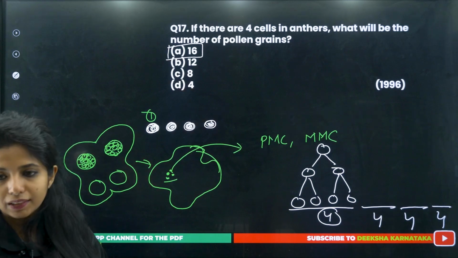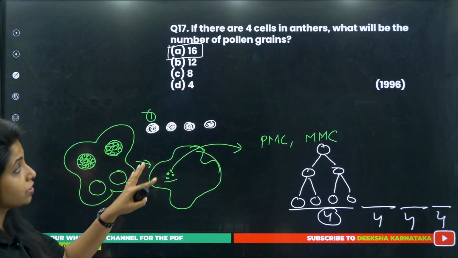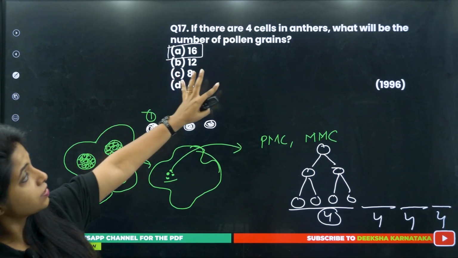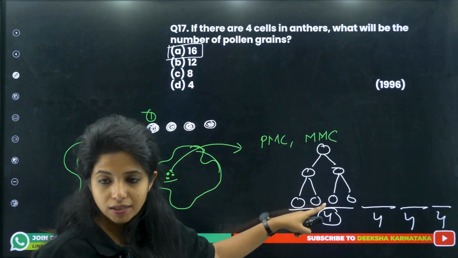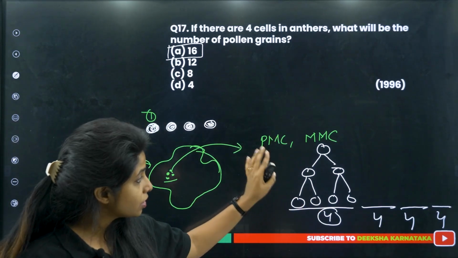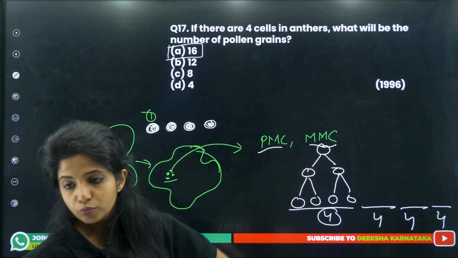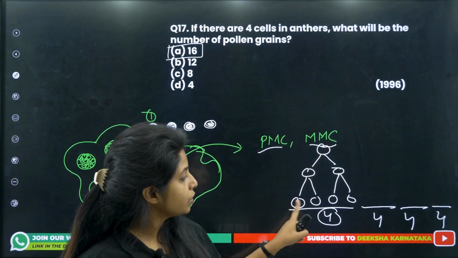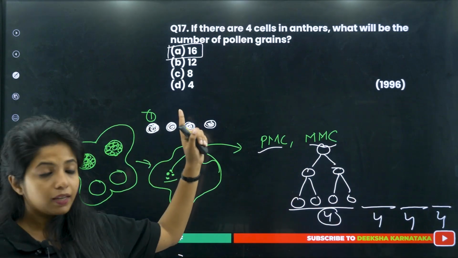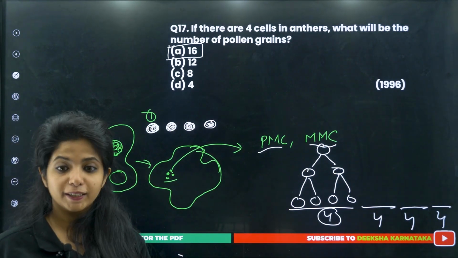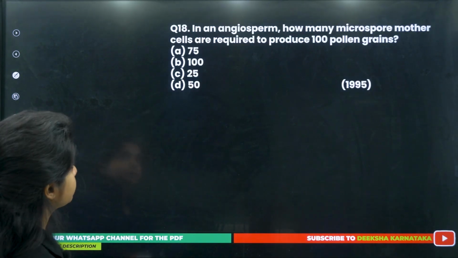16. Okay, so if it's in the anther and you are saying it's a cell, there are 4 cells in the anther. The 4 cells will be undergoing meiosis, assuming that they are PMC or microspore mother cell, okay. They undergo meiosis. At the end of each cycle, you get 4 cells. 4, 4, 4, 4, 16. 1996 question. Okay. Going ahead.